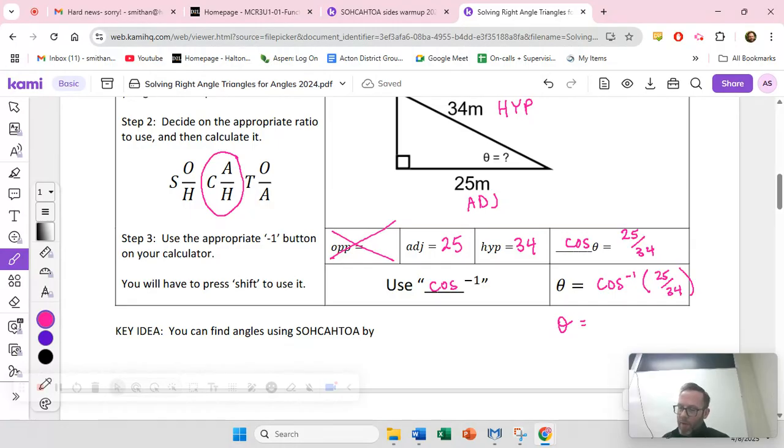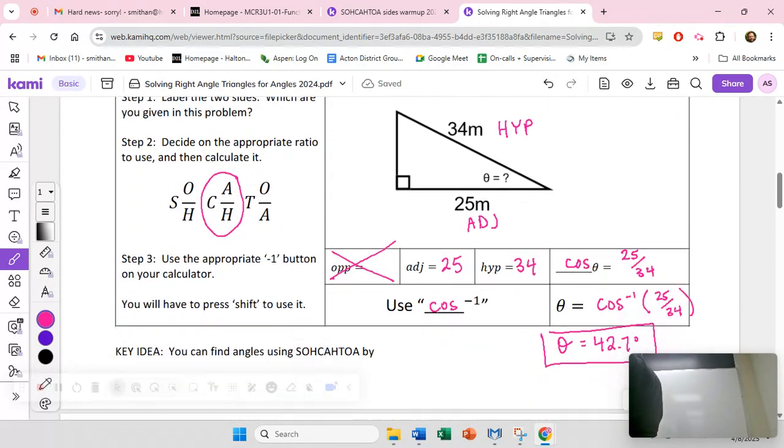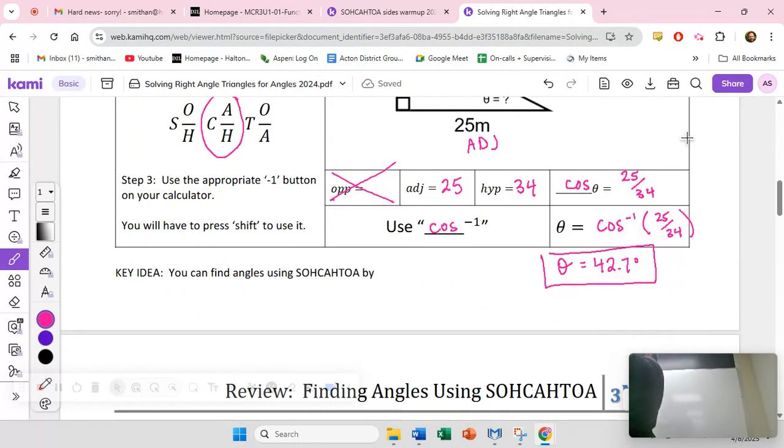What do we get? 25 divided by 34. I got 42.7 degrees. 43 degrees is fine. I don't think I specified to round to a specific place. Did you guys get that as well? It's finding angles with SOHCAHTOA. We can all do it. You could argue it's even easier than finding sides because there's no choice about multiplying, dividing. It's just using your inverse button.